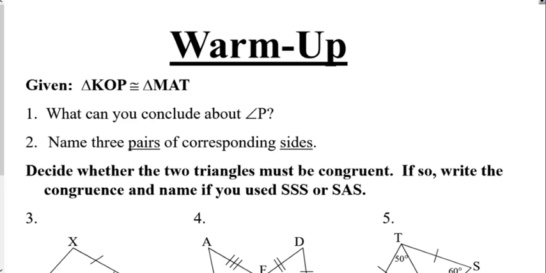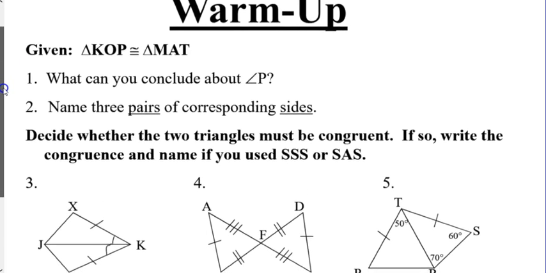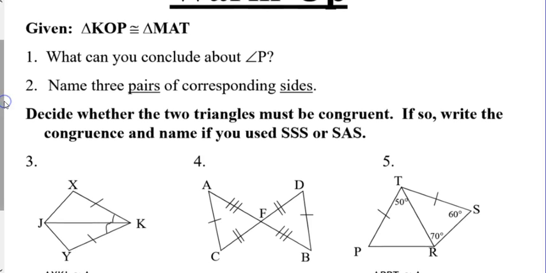All right, day 4. Some new proofs. So it says, given KOP and MAT, what can you conclude about P? Well, if I write MAT underneath here, I can say that I know that angle P is congruent to angle T. Name 3 pair of corresponding sides.